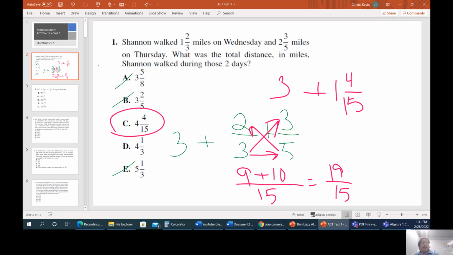And then plus the 3. Well, first of all, this is the only answer that has 4/15 in it, so that's our answer. And then the 1 and the 3 gives you 4. But notice how we were able to get rid of 3 answers before we really even got down to business.